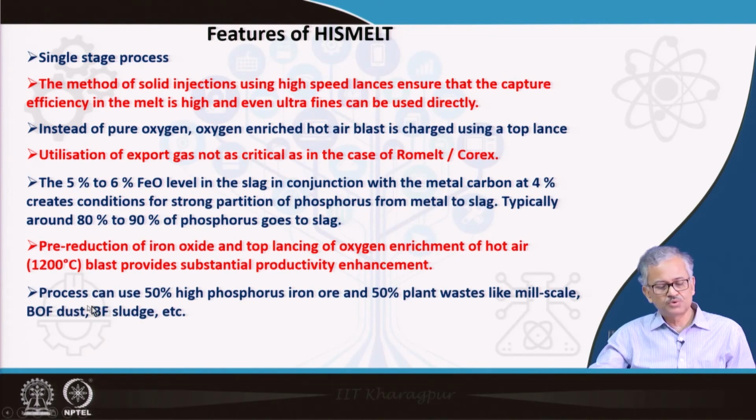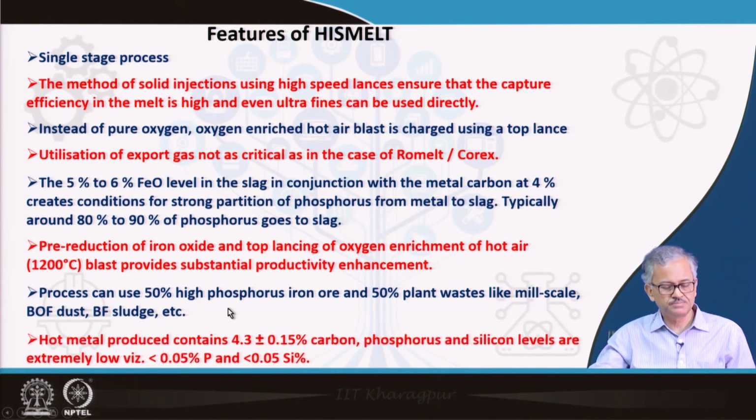So, this is the thing, the process can use 50% high phosphorus iron ore and 50% plant waste like mill scale, BF dust, BF sludge, etc. Hot metal produced contains 4.3 plus minus 0.15% carbon, and the phosphorus and silicon levels are extremely low, that is great, 0.05 phosphorus, 0.05 silicon. So, it is almost like a steel, only carbon has to be eliminated.